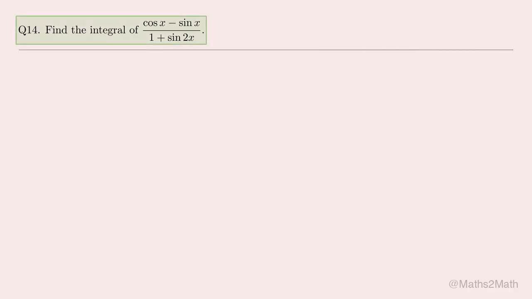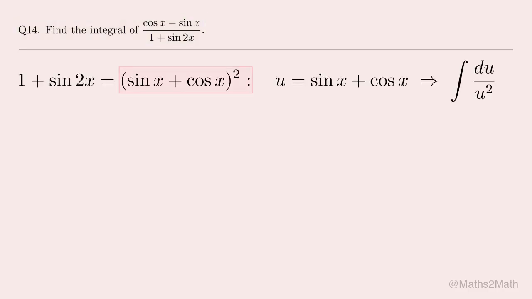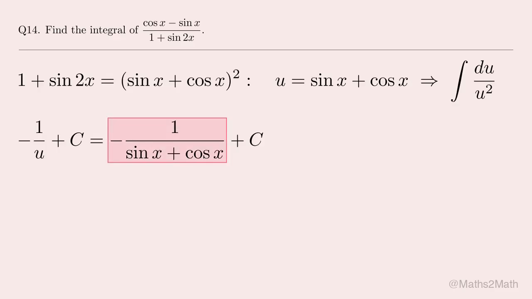Question 14. The denominator is a perfect square in disguise. 1 plus sine 2x is sine plus cosine squared. With u as sine plus cosine, the numerator is exactly du, and the denominator is u squared. Minus 1 over u.